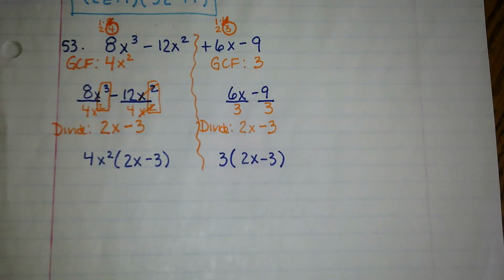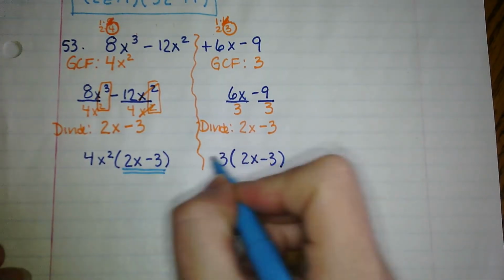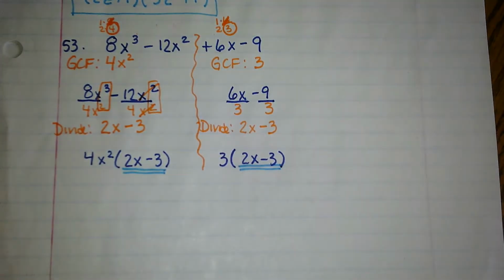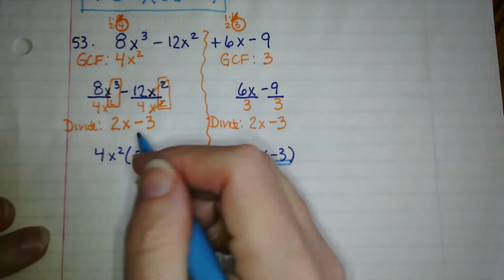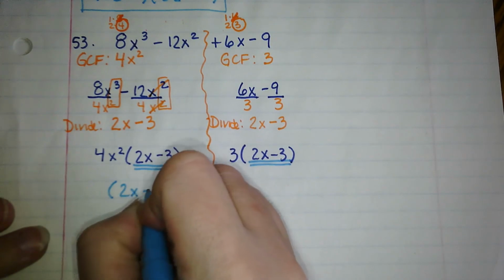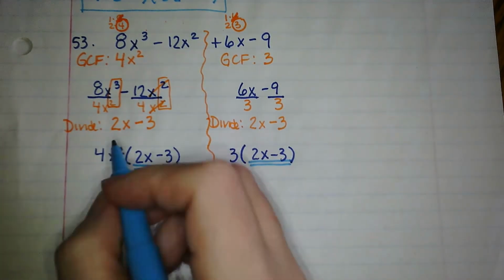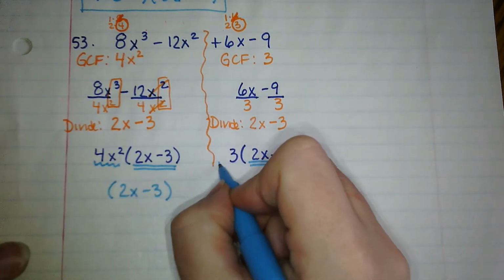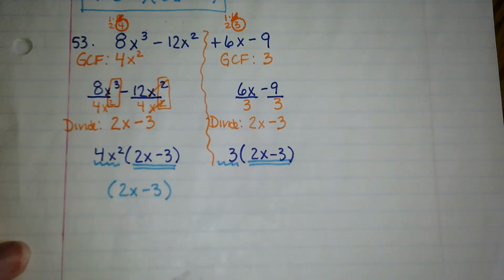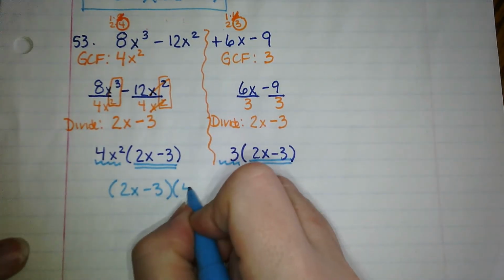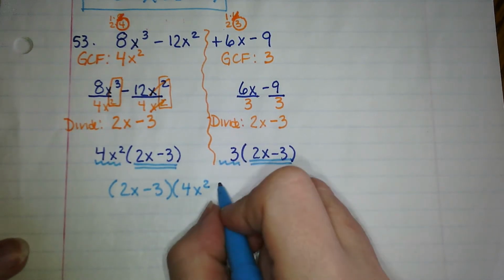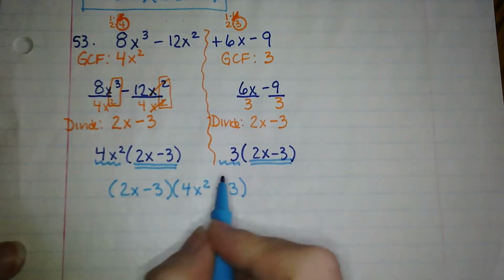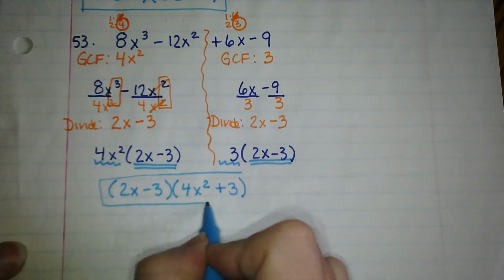Do you notice that both groups are identical? Because that's what has to happen. For it to be a factor by grouping question, the groups have to be identical. So we're going to write that first. 2x minus 3 goes first. And then these terms in order. Now, 4x squared is here, and this is a positive 3, so I have to remember to put a plus sign. And this is my final answer.